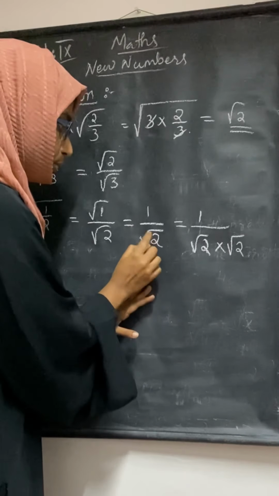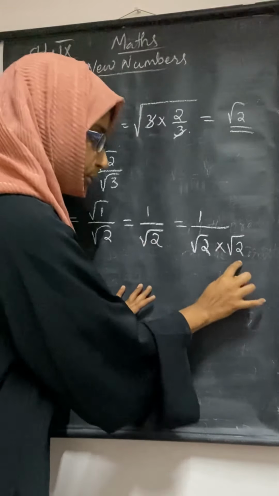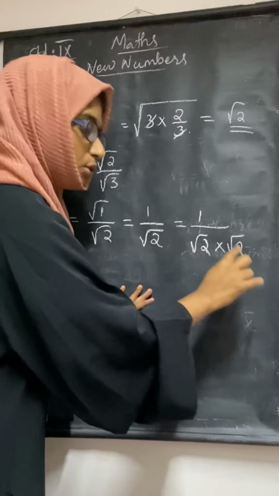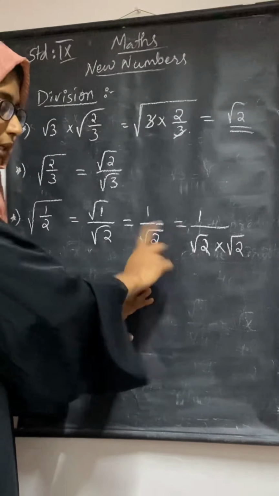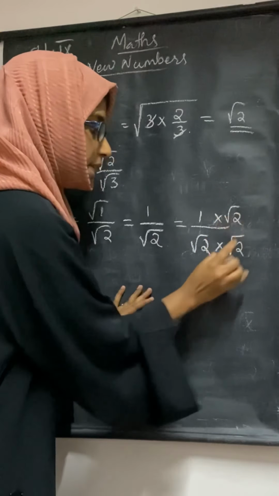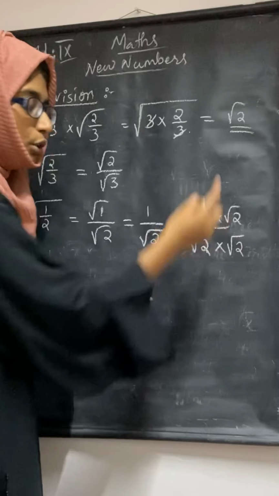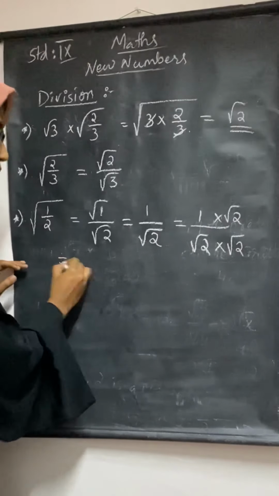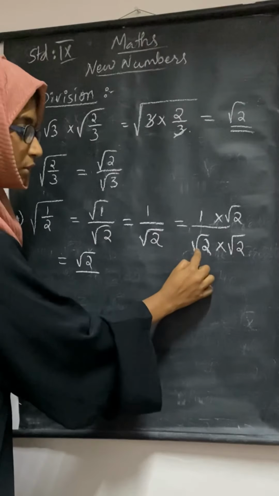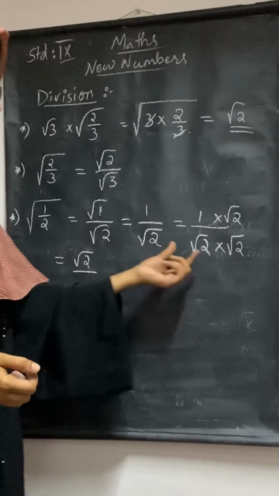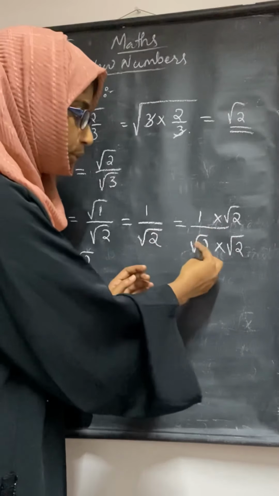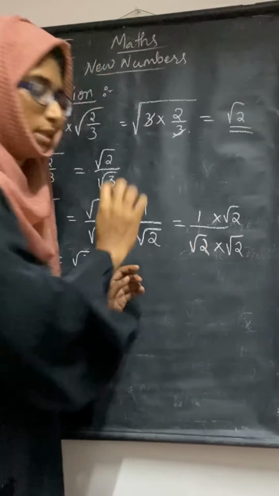So square root 2 means square root 2 into square root 2. If this is square root 3, I have to multiply square root 3 into square root 3, like that. Same number I have to multiply here and also here, because whatever changes you do in the denominator, you have to do for the numerator also. Now see, 1 into root 2, what is that? Root 2 by square root 2 into square root 2. You know, same number square root, if you multiply, you cancel the square root and write the number. This 2 is the answer.